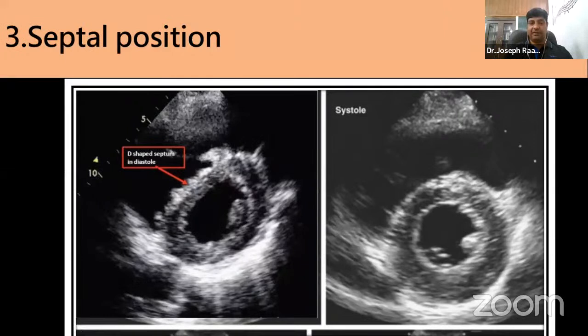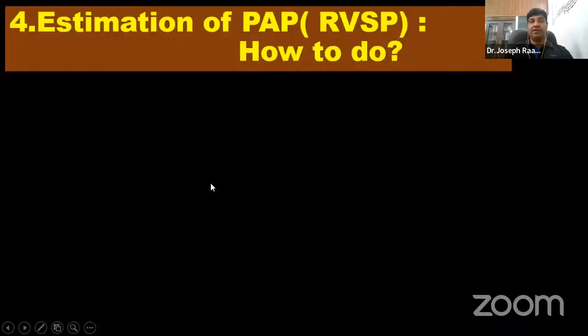And there are measures by which you can find out whether it's chronic or acute. In chronic, if the right ventricular wall is thickened more than 5 millimeters, then we know that it's chronic, and we need not be worried about that. But if in the beginning you don't see a D-shaped septum, and suddenly in the middle of the surgery you start seeing a D-shaped septum, then you know that you are in trouble.